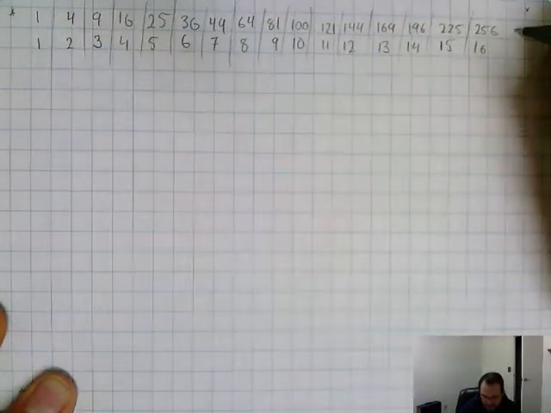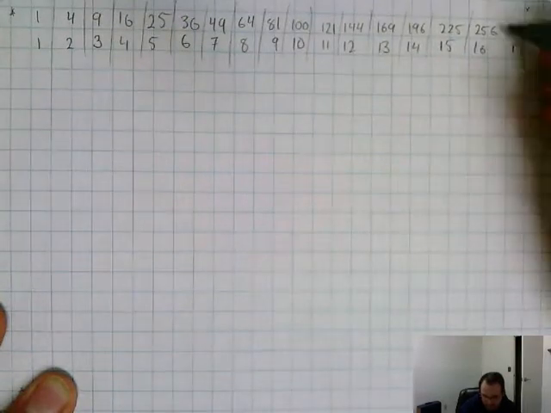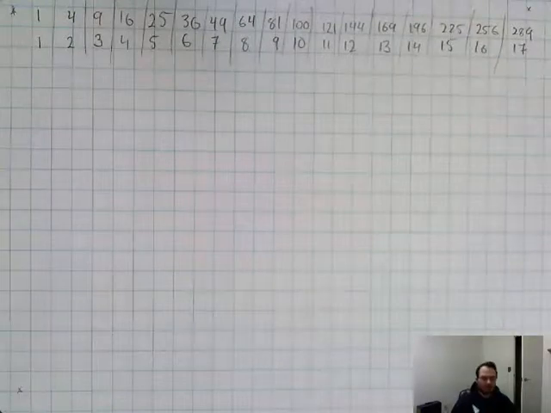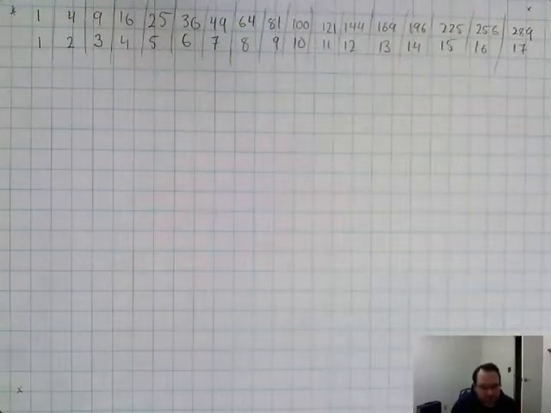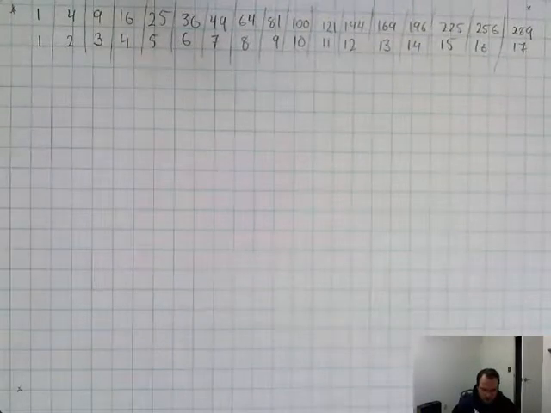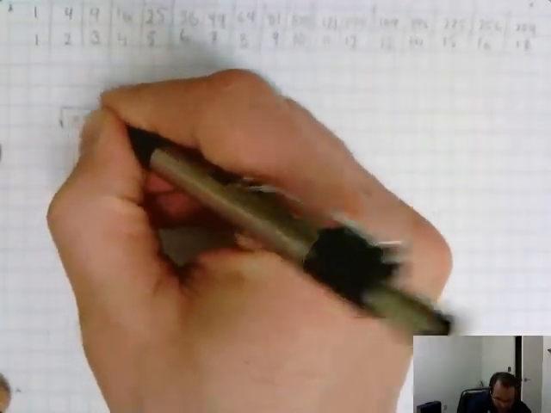I'll do 17, which is 289, because that just fits. So right there are all of my perfect squares up to 17. We're going to start off with estimating whole numbers. Let's say we want to find the square root of 75.